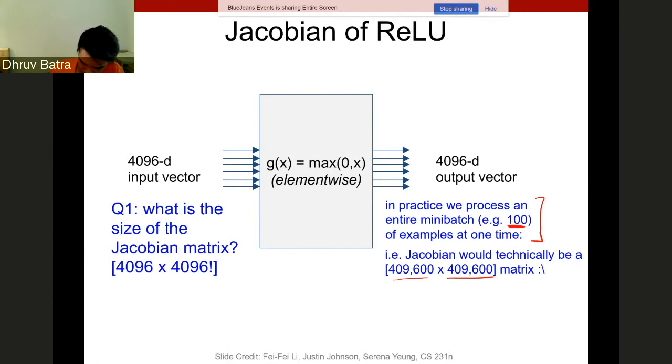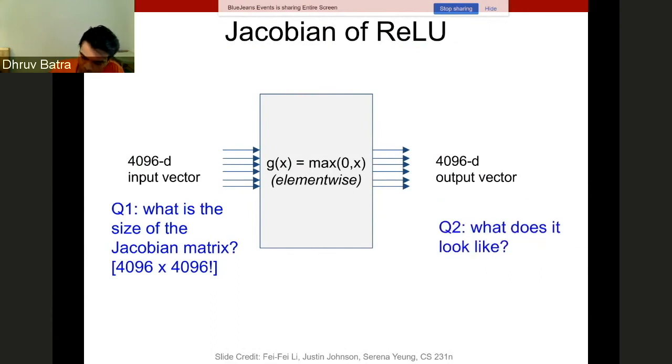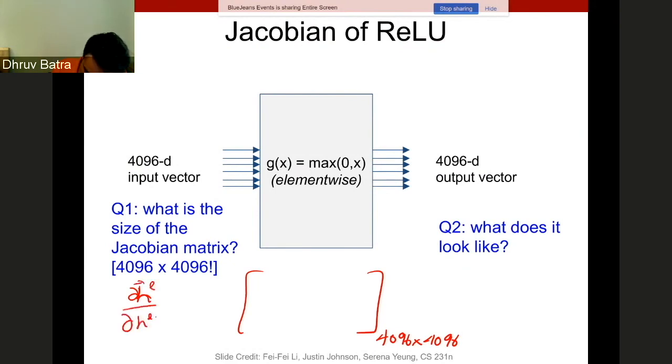But let's ignore that for a second, and let's focus just on a single data point. So this is a 4096 by 4096 matrix. The question we'd like to ask is, is there a structure to this matrix? For example, what do the diagonals versus non-diagonals of this matrix look like? Any thoughts? Does this matrix have any particular structure?